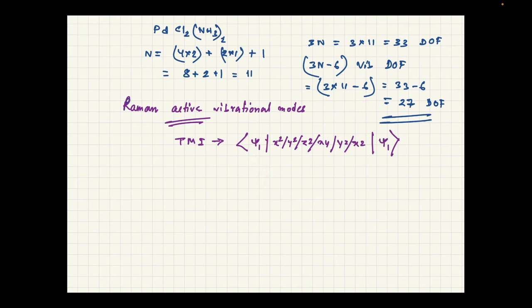Now this x square, y square, xz, yz, zx, this nonlinear product, can act as a basis for some irreducible representation, right? So let's assume, from the group theory perspective, it will be a direct product.